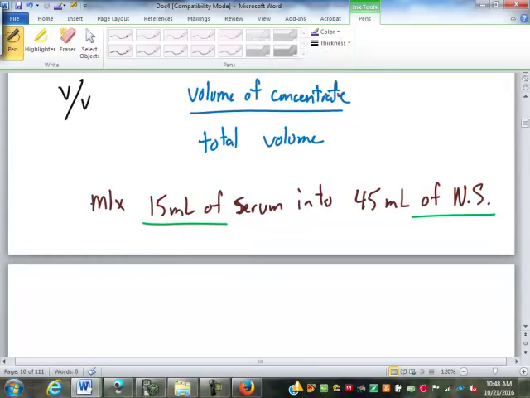So here, we have our 15 milliliters of our serum, of our medication, and that's going to be added to 45 milliliters of water plus the 15 milliliters of the medication.